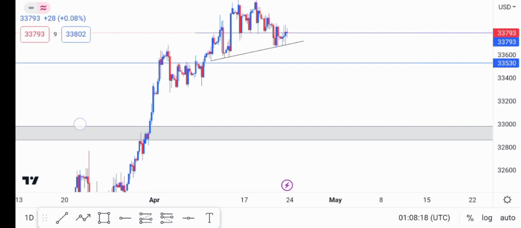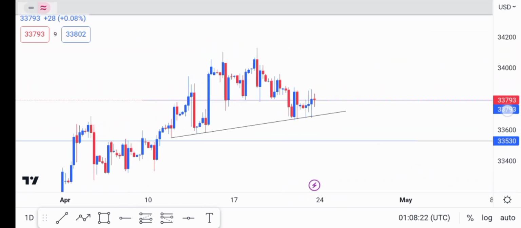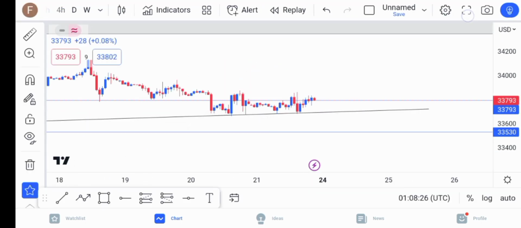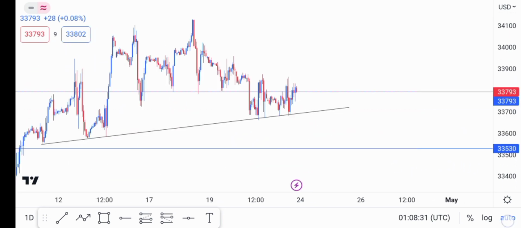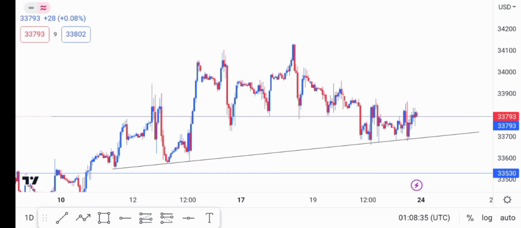Yeah, so that's all we have on US30. Let us move to the 1 hour time frame so we can get more details. Then we'll know what the market will do. On the 1 hour time frame it is quite visible.